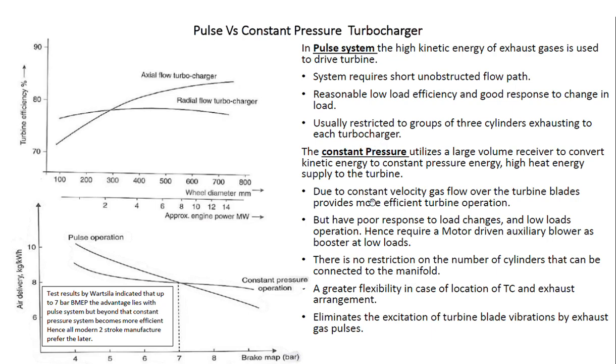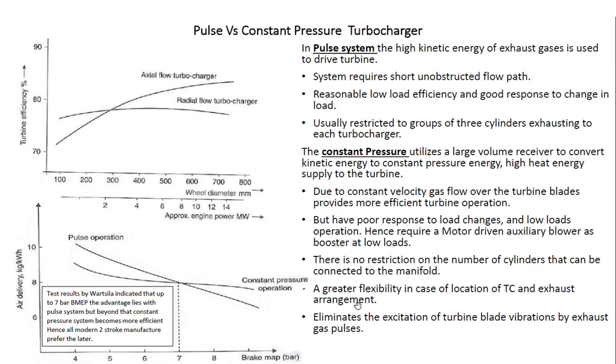The constant pressure system utilizes a large volume receiver to convert kinetic energy to constant pressure energy, with high heat energy supply to the turbine. Due to constant velocity, gas flow over the turbine blades provides more efficient turbine operation, but it has poor response to load changes and low load operations. Hence it requires a motor driven auxiliary blower as a booster at low loads. There is no restriction on the number of cylinders that can be connected to the manifold, and there is greater flexibility in the location of the turbocharger and exhaust arrangement. It eliminates the excitation of turbine blade vibration by exhaust gas pulses.